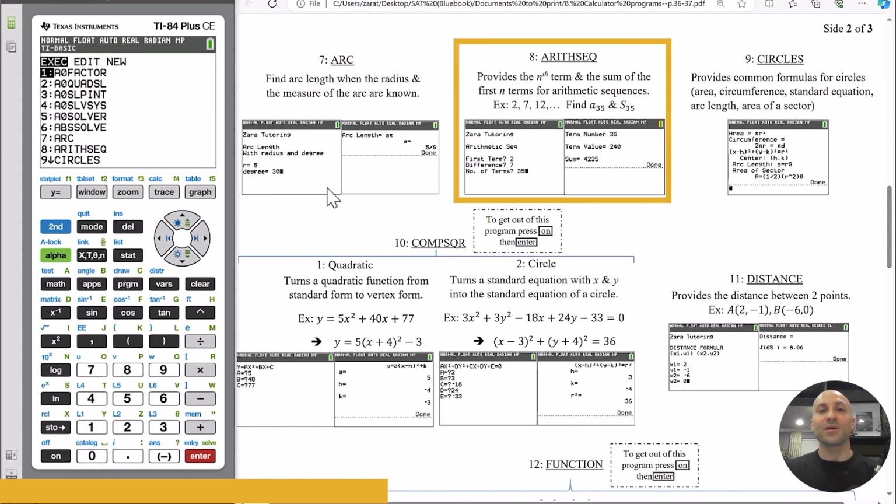So the 8th program is called Arithmetic Sequence. It's a pretty cool program, but honestly the use case isn't that great. So you may or may not ever see it, but let me go ahead and show it to you. So let's go to this program here.